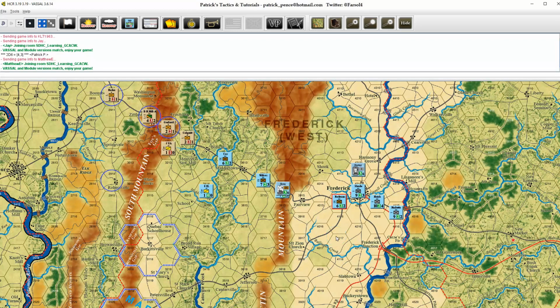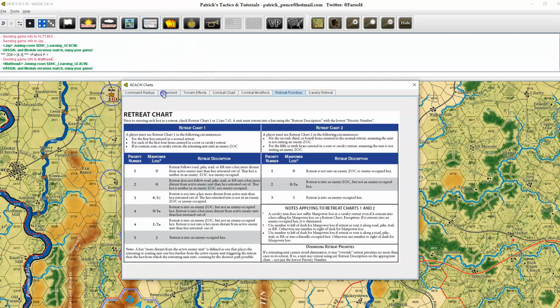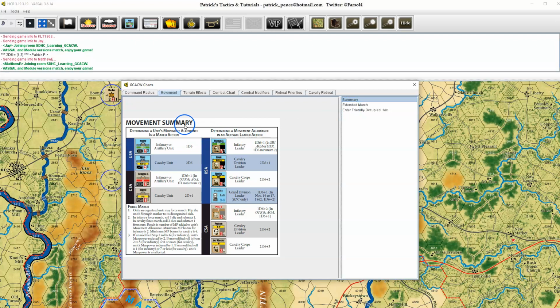And you're asking, well, how many movement points do you get? Well, when you activate a unit, let's say I'll use Rodman since I'm here. He would go to fatigue level 1. I'm going to activate him by himself. And I'm opening up the chart window here in the movement. They all have a basic calculation for movement.